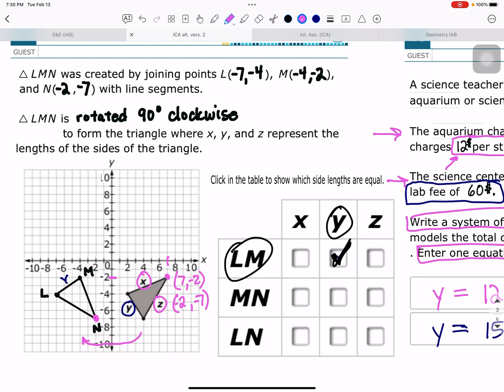Okay, -2, -7 is right there. So this is where this point is. That must mean this is Z over here, and this is X over here. That's the way this moved. If that's the short side and this went to here, then this one must be there. This rotated all the way to there. So X is the MN side, and Z rotates to the side between L and N. There we go.